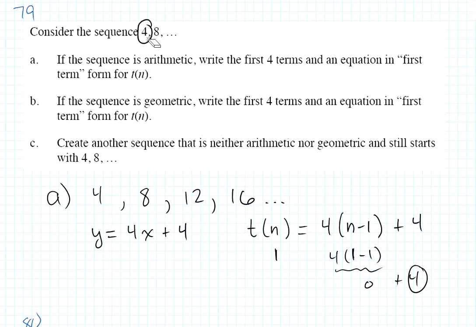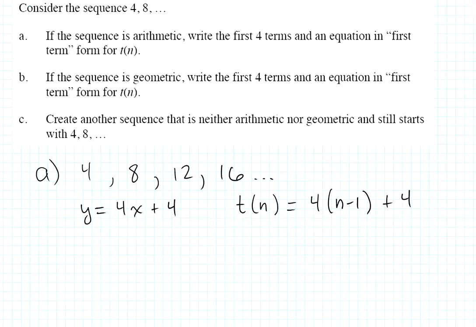So that's question A. I have the whole thing in first term form, and I have the first 4 members of that sequence. So we're still considering the same sequence. B says, if the sequence is geometric, write the first 4 terms, and also an equation in, quote, first term form for t of n, the function t of n.